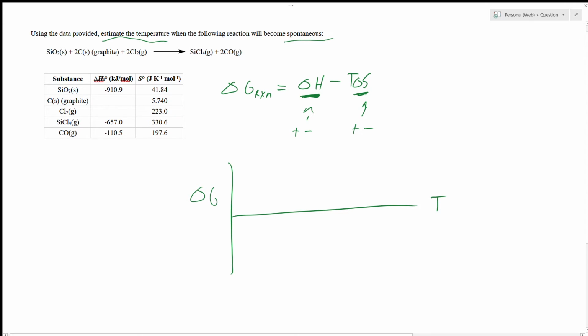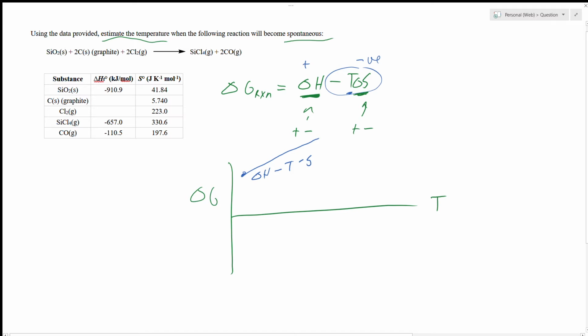Let's think about a situation where the delta H is a positive number and the delta S is a negative. So what that means is this will be positive, and then minus a negative number will mean that it'll be another positive number. So it'll be non-spontaneous, and then as we increase the temperature, this last part will become a larger and larger positive number. This case here is where we have delta H as a positive number minus T minus a negative delta S.